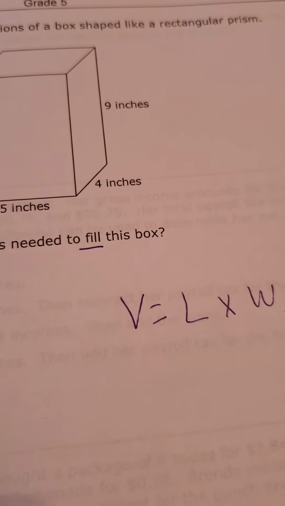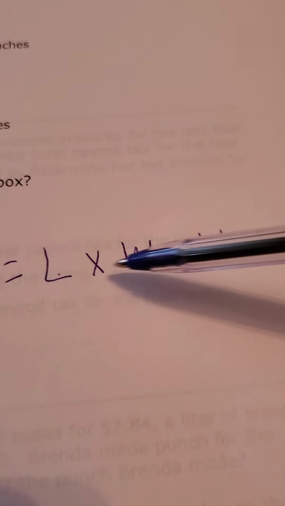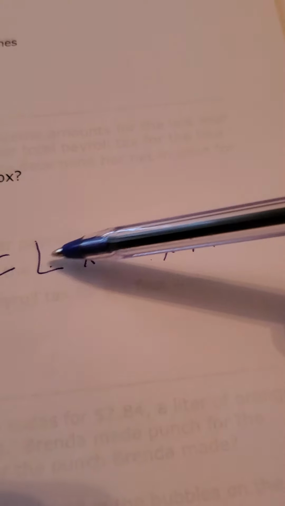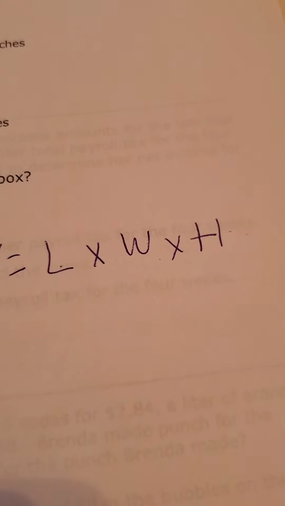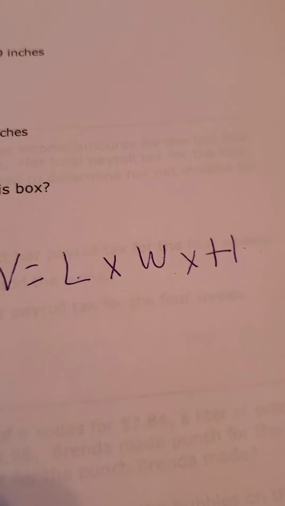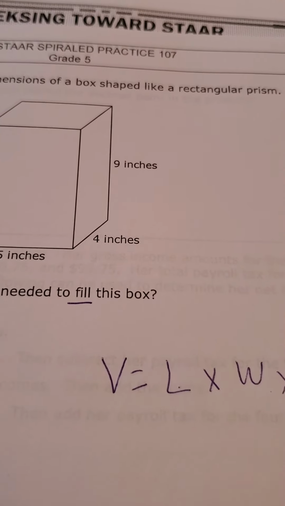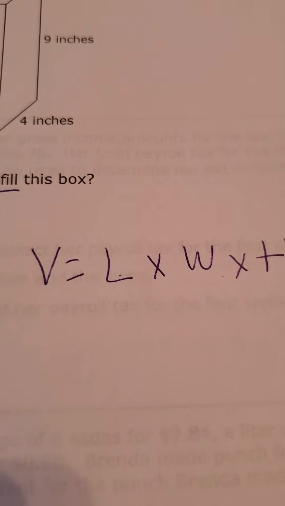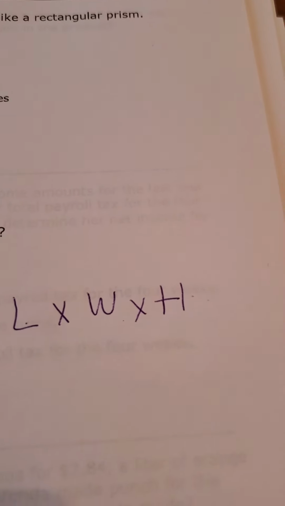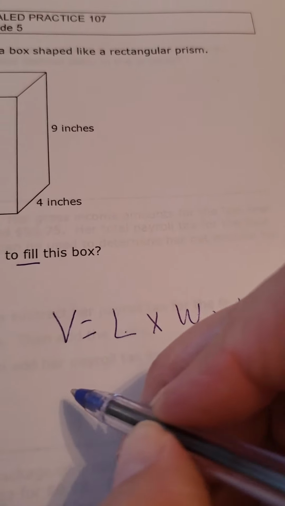Now remember, if you get confused as to which one is the length, the width, and the height, it's not going to make a difference because we can switch numbers around when we are multiplying. That is what property? That's it. The commutative property says we can switch the order of the numbers when we are multiplying or when we are adding.